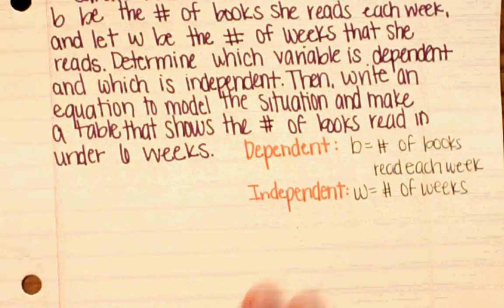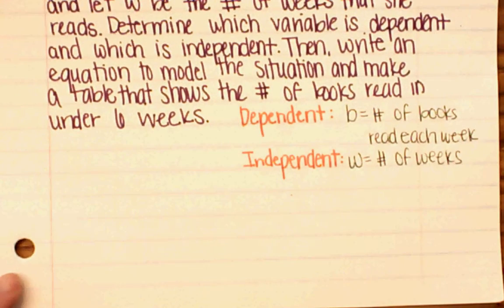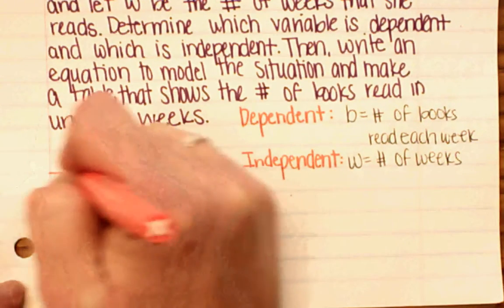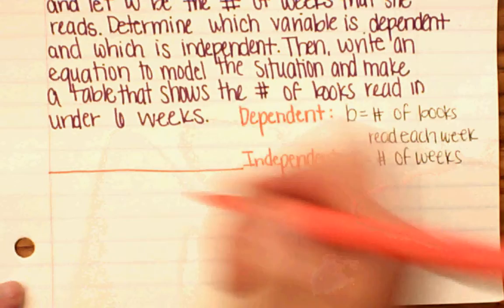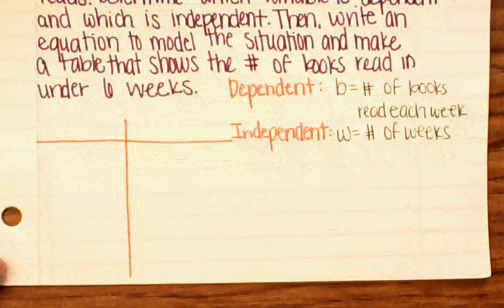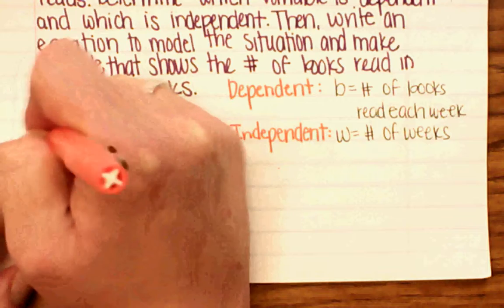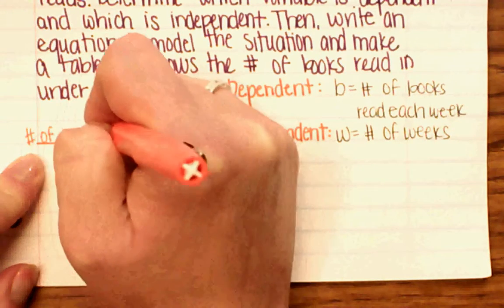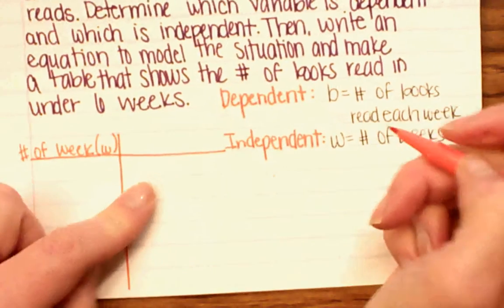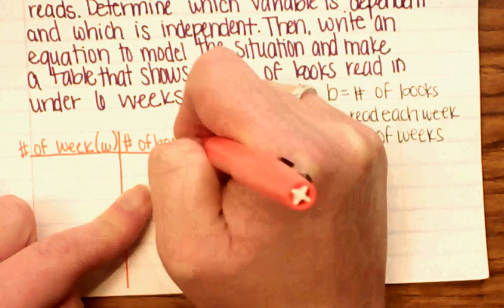Now when I organize my tables, I like to put my independent on the left side and my dependent on the right side. So I'm going to go ahead and do that today. Draw a T-chart. We know we need to go to 6 weeks, so make sure it's at least 6 lines long. 1, 2, 3, 4, 5, 6. And remember I said independent on this side, so you're going to put number of weeks, or W, and on this side it's number of books, or B.